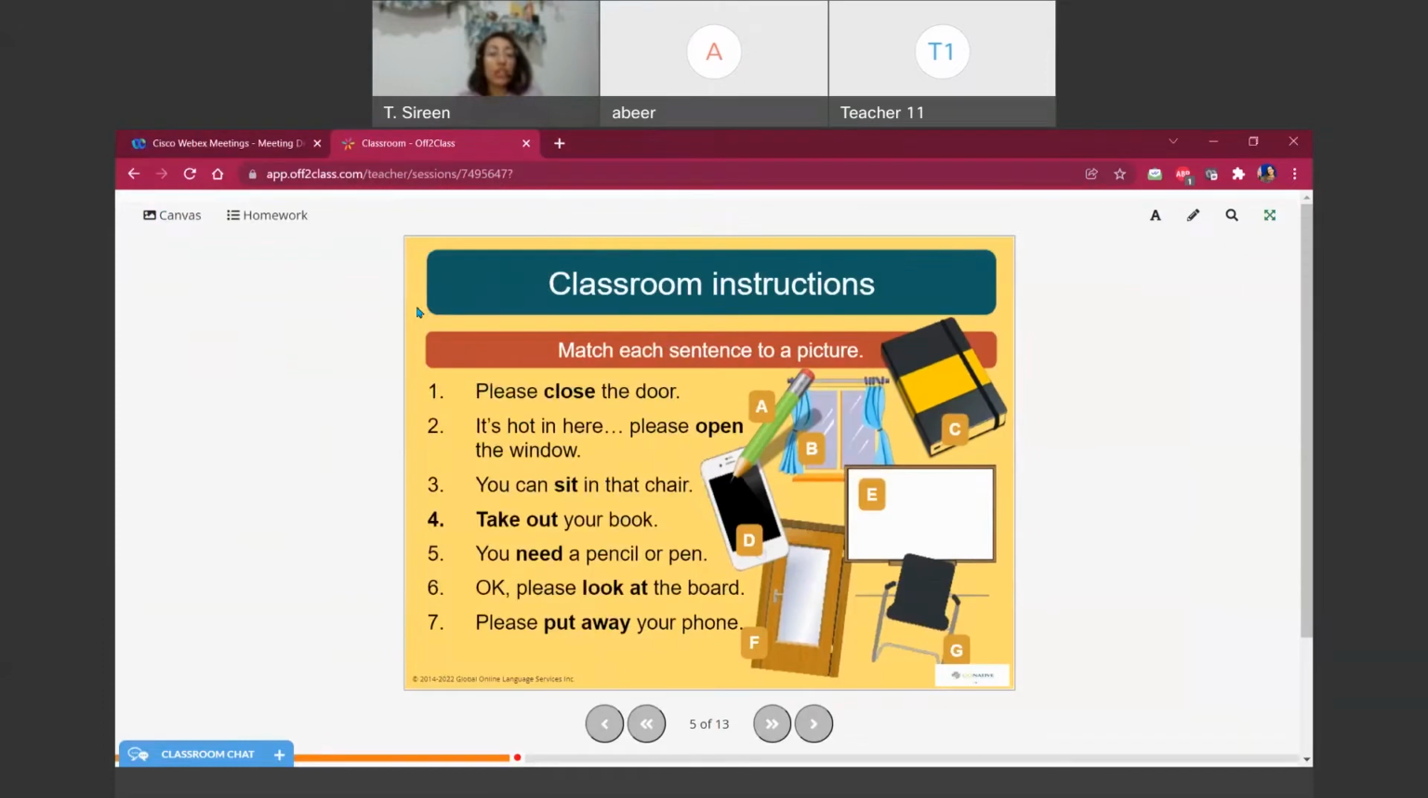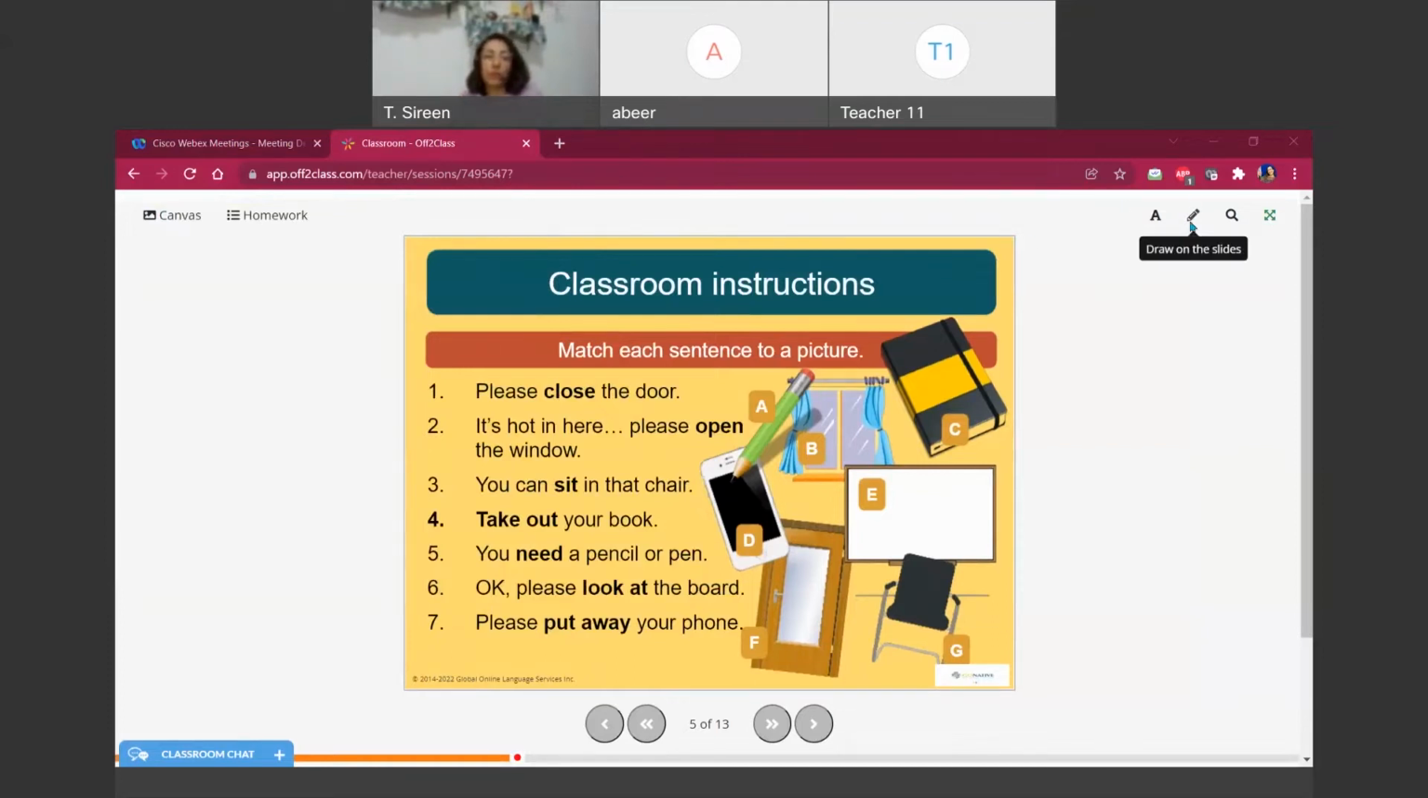Now match each sentence to a picture. It is easy, but I wanted us to focus on the words, so we do a review of the words. Match each sentence to a picture. So we've got here A, B, C, D, E, F, G. Try to match each one with the right sentence. Read the sentence and then try to match it with the right picture.